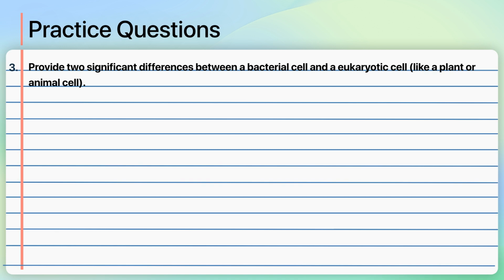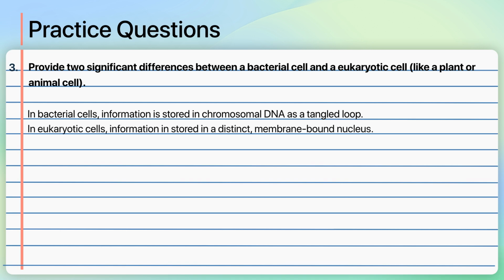One key difference is the presence of a nucleus. Remember that bacterial cells do not have a membrane-bound nucleus, with chromosomal DNA instead appearing as a tangled loop in the center of the cell. Comparatively, eukaryotic cells have a distinct membrane-bound nucleus.